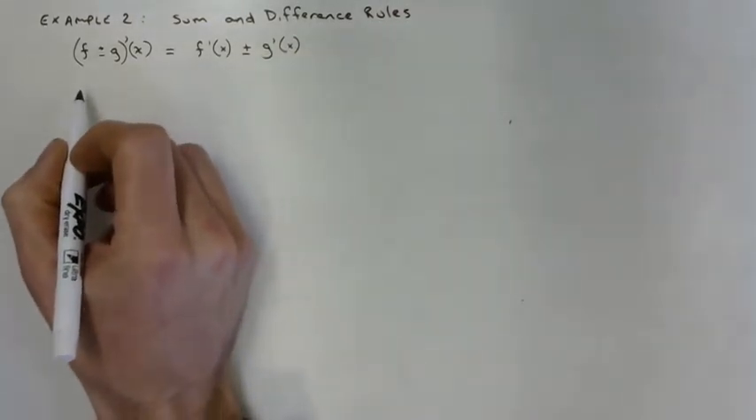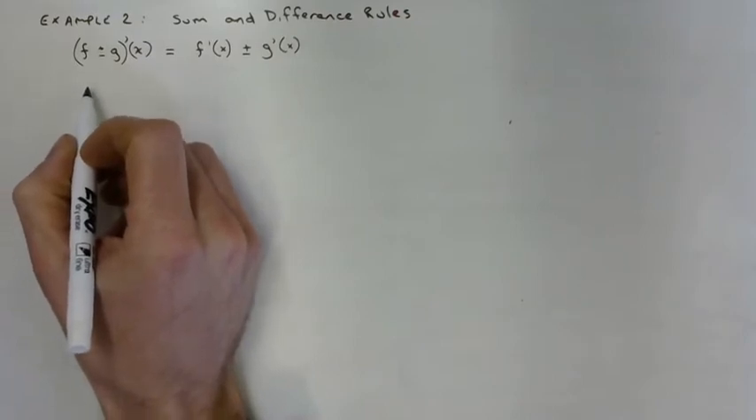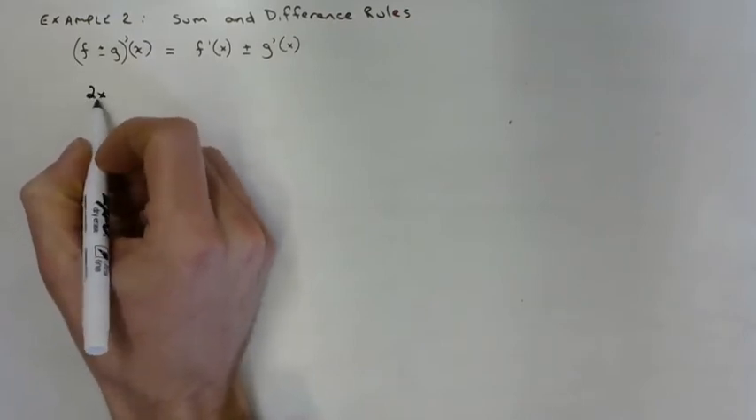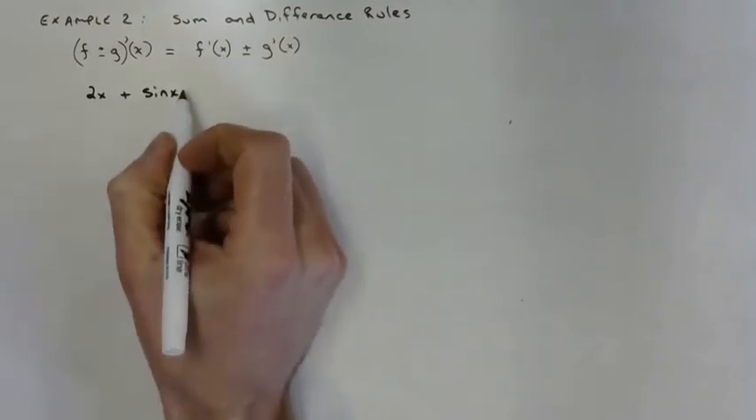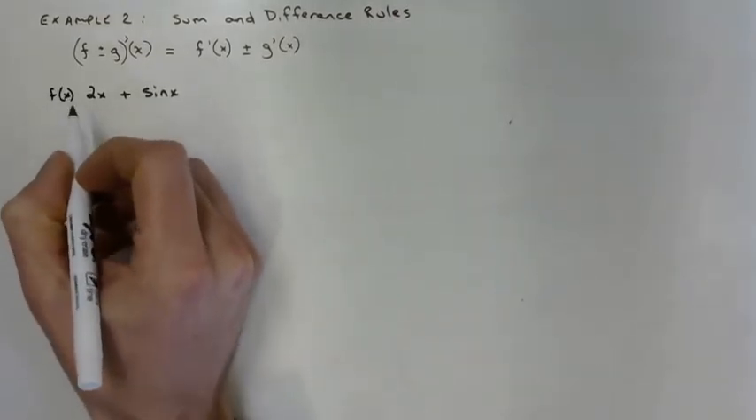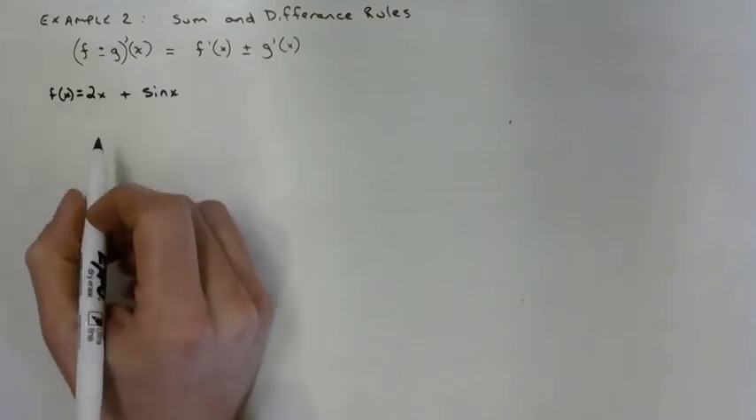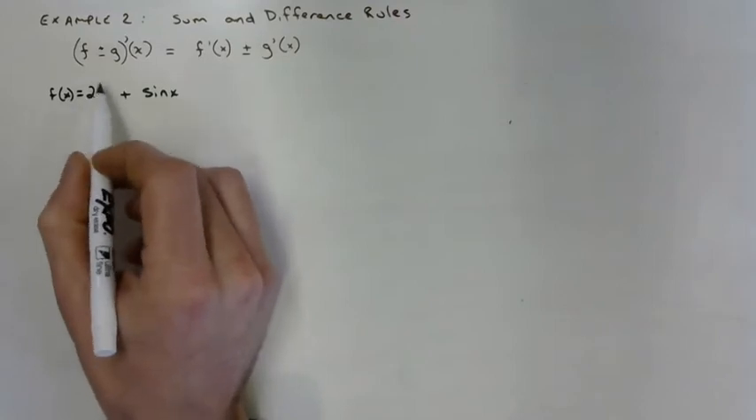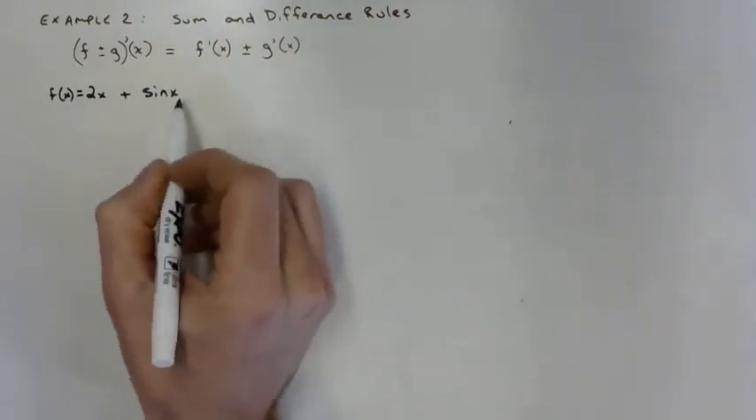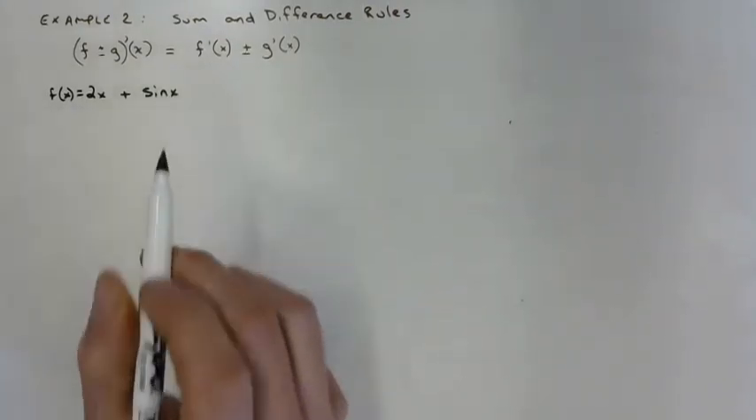So what does that mean? You don't need to write this, but let's say you had something like 2x plus the sine of x, and you wanted to take the derivative of that. Well, that would just be the same. Taking the derivative of the whole thing is the same as taking the derivative of this part and adding it to the derivative of this part. Okay, pretty straightforward.